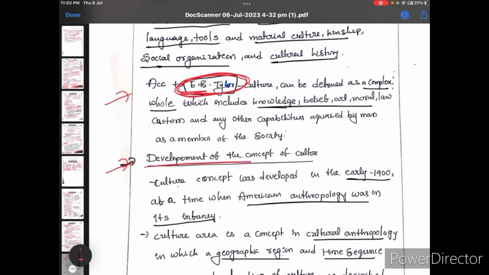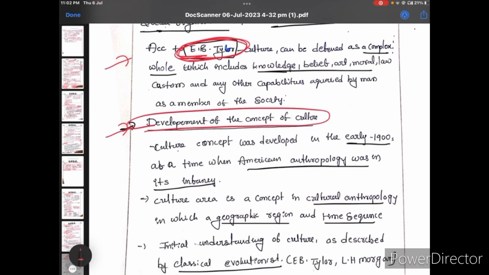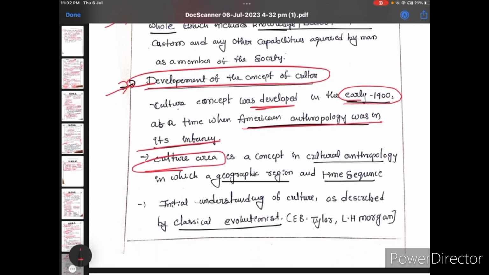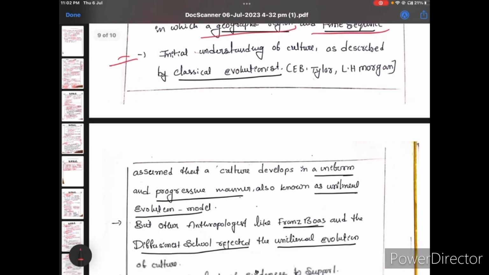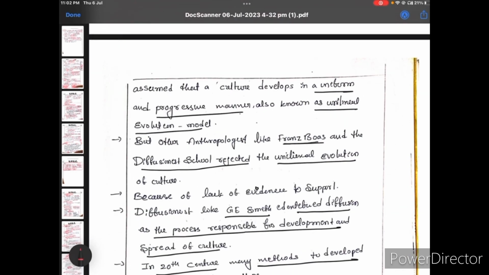Next, come to the development of the concept of culture. The culture concept was developed in the early 1900s, at a time when American anthropology was in its infancy, and the culture area is a concept of cultural anthropology in which geographical region and time sequence are considered. Initially, culture was understood through classical evolutionists like E.B. Tylor and L.H. Morgan, who assumed cultural development in a uniform and progressive manner, in unilinear evolution.